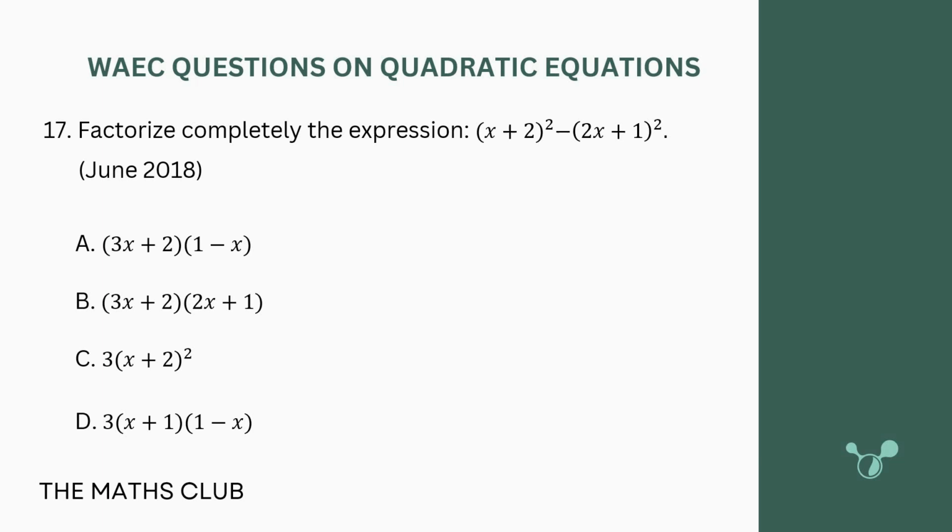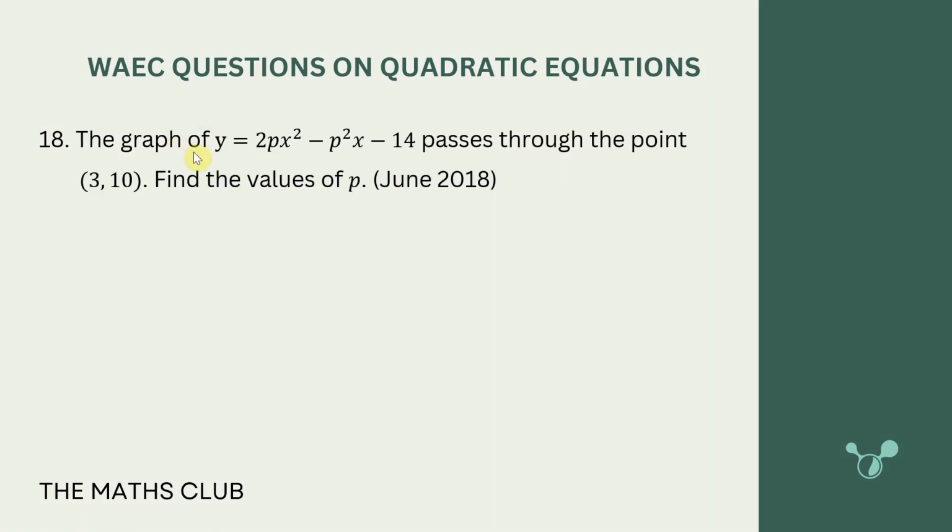That is option D. Next question says that the graph of y is equal to 2px squared minus p squared x minus 14 passes through the points (3, 10). Find the value of p. I encourage you to try this question by yourself.